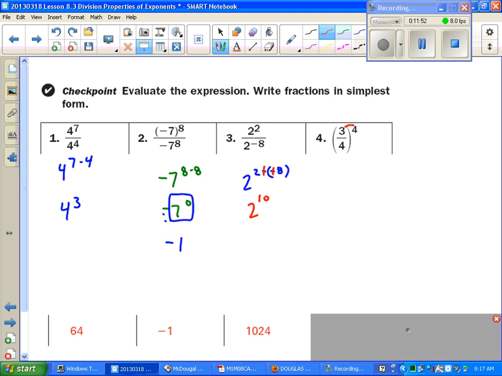And then the last one on the first checkpoint, 3 over 4 to the 4th. And we did something similar to this last week. 3 to the 4th over 4 to the 4th. 3 to the 4th means times itself 4 times, which is 81. And 4 to the 4th means 4 times itself 4 times, which is 256. 81 over 256.